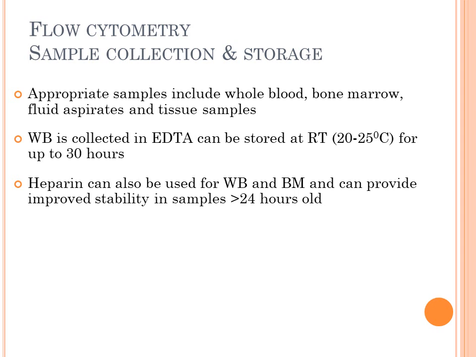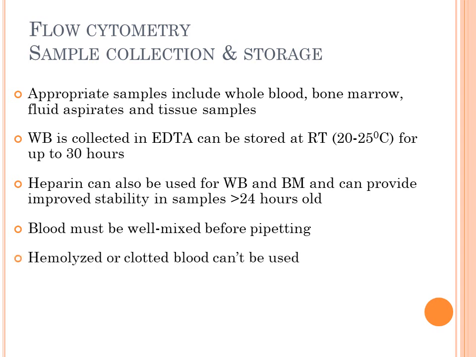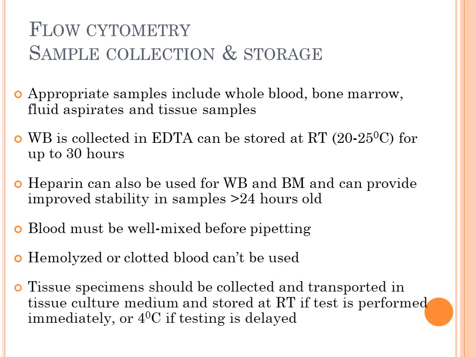If you are in the position of needing to collect blood from a patient for flow cytometry analysis, as always, you would refer to your lab's SOP for that particular test and collect either in EDTA or heparin as specified. When it's time to test the blood, it must be well mixed. If the blood arrives hemolyzed or clotted, it cannot be used for this test, and the specimen must be rejected and recollected. Tissue specimens are going to be collected by the physician.